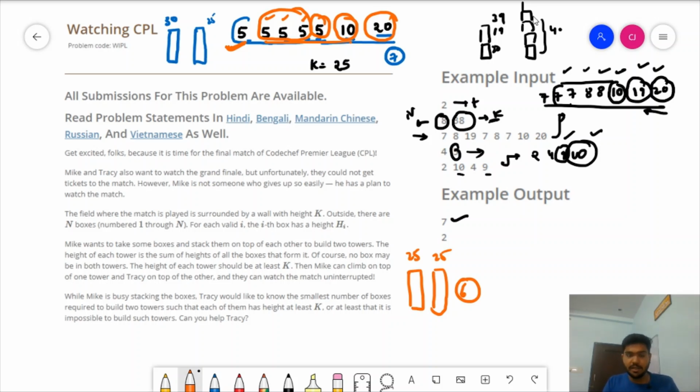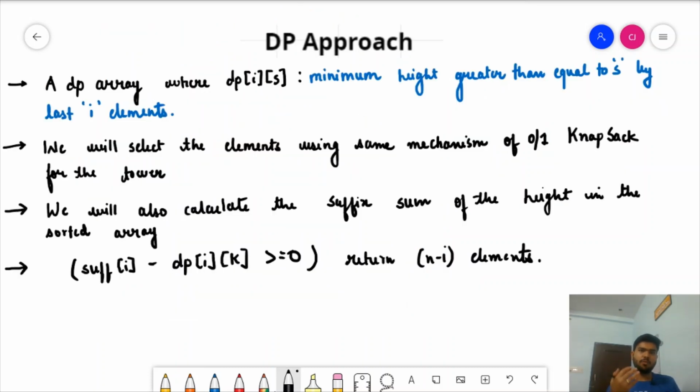That's your choice. But there are very good prime educators who can teach you these concepts very easily. Okay, so now let's try to formulate the approach in a stepwise manner, right?